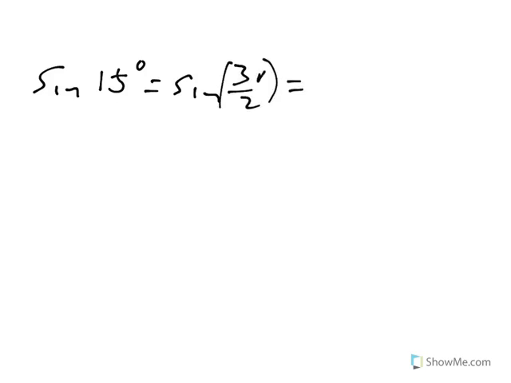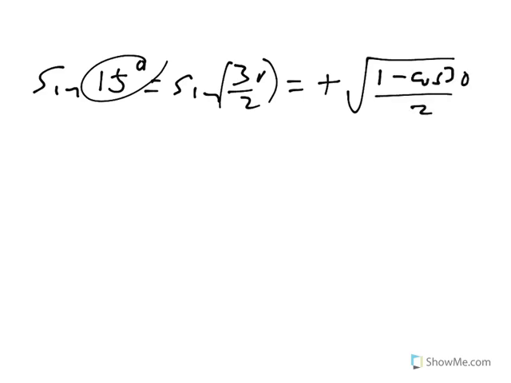And according to the formula, it's going to be plus or minus. It's going to be plus because sine of 15 is an acute angle. The square root of 1 minus cosine 30 over 2. Cosine of 30 is radical 3 over 2.